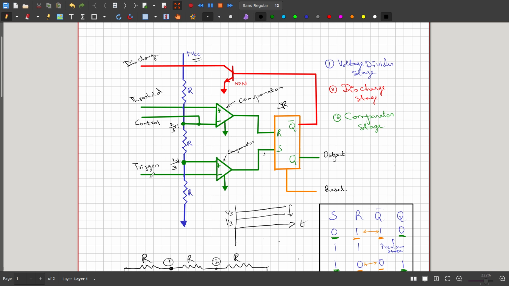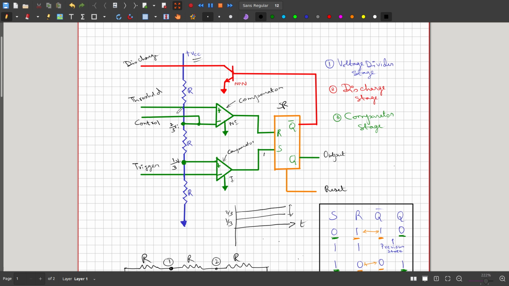So the bottom comparator is an inverting comparator, because the input is given to the inverting terminal. This inverting comparator's input is called trigger input. And the top comparator, which is a non-inverting comparator, has its input called threshold. There is another pin called control pin, but it is not necessary. I'll discuss it in the later part.